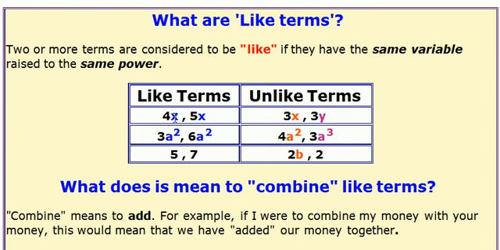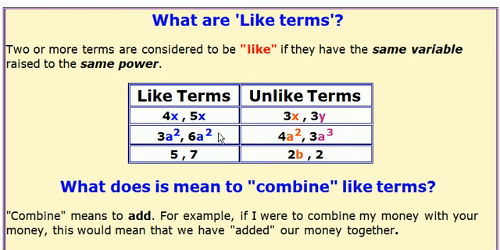Here's an example of like terms. What you have is the term 4 times x, and then the other term is 5 times x. And because in both of those terms x is raised to the first power, those are considered to be like. If you look at the unlike terms in that row, I gave you 3 times x and 3 times y, and we have different variables there, so those are considered unlike.